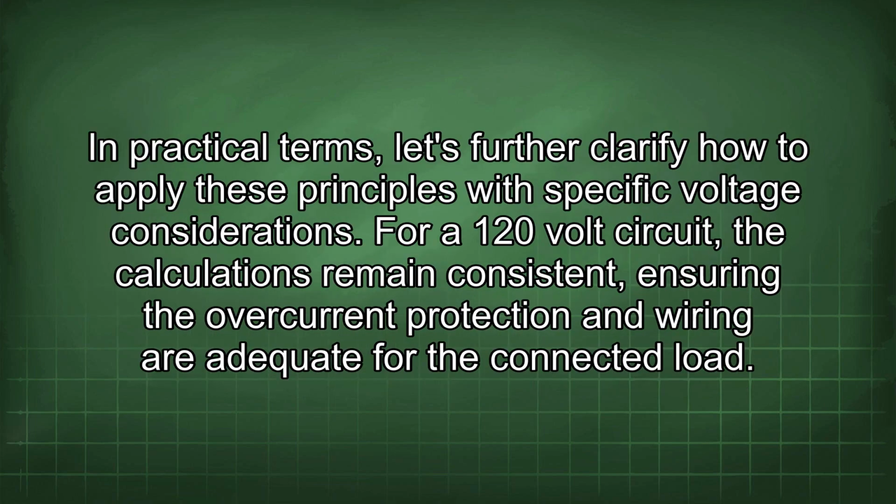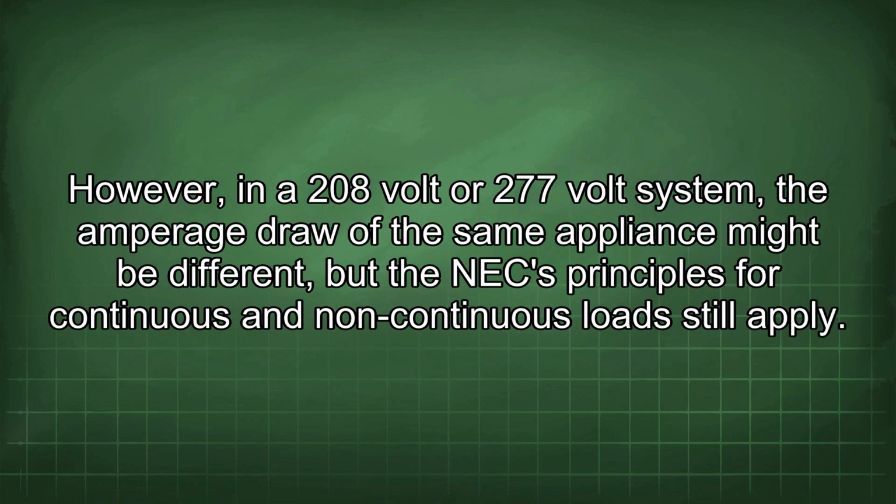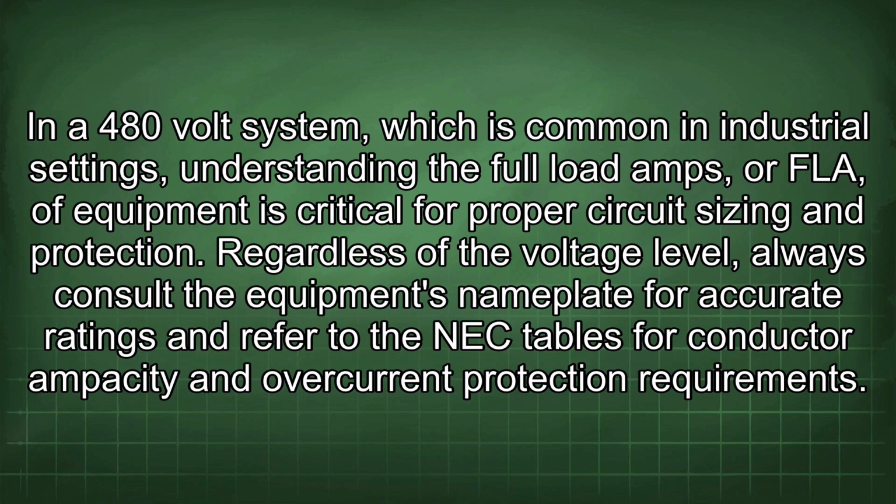In practical terms, let's further clarify how to apply these principles with specific voltage considerations. For a 120-volt circuit, the calculations remain consistent, ensuring the overcurrent protection and wiring are adequate for the connected load. However, in a 208-volt or 277-volt system, the amperage draw of the same appliance might be different, but the NEC principles for continuous and non-continuous loads still apply. In a 480-volt system, which is common in industrial settings, understanding the full load amps, or FLA, of equipment is critical for proper circuit sizing and protection.